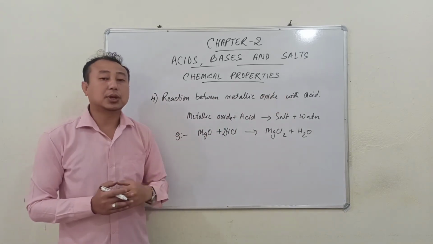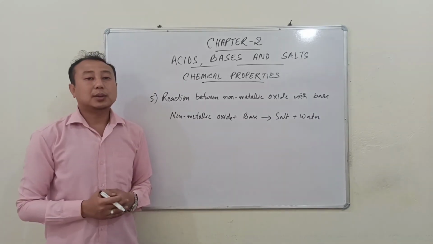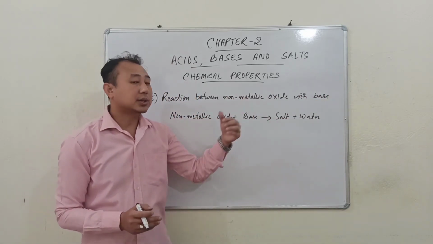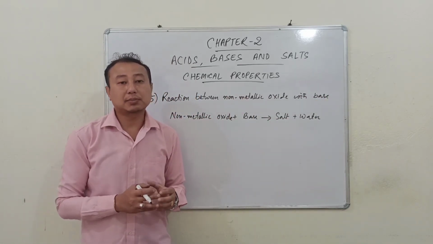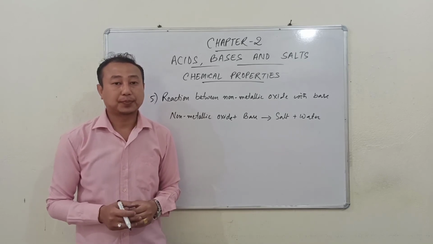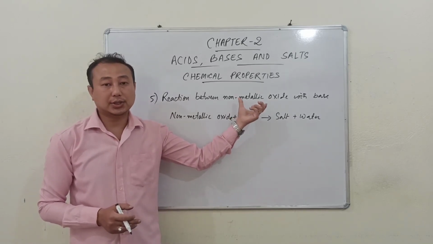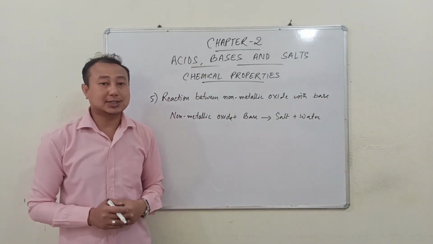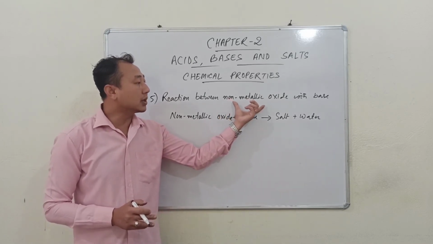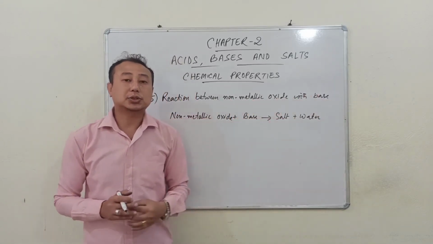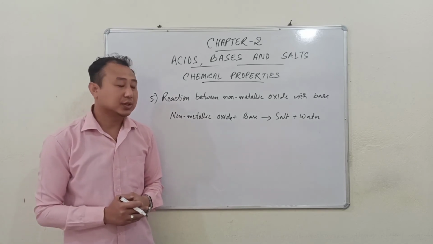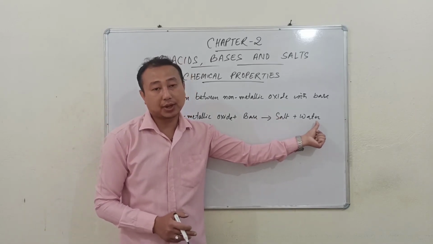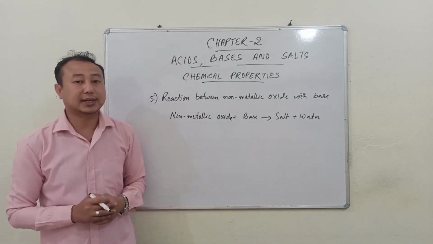So now, let us come to the last chemical property. The last chemical property is about the reaction between a non-metallic oxide and a base. Non-metallic oxides are the substances which are formed by combining a non-metal with oxygen. These non-metallic oxides are acidic in nature. Because of that, they are able to react with a base, but they cannot react with an acid. So the reaction between a non-metallic oxide and a base is also similar to the neutralization reaction. When the non-metallic oxide is reacted with a base, there will be formation of salt and water.